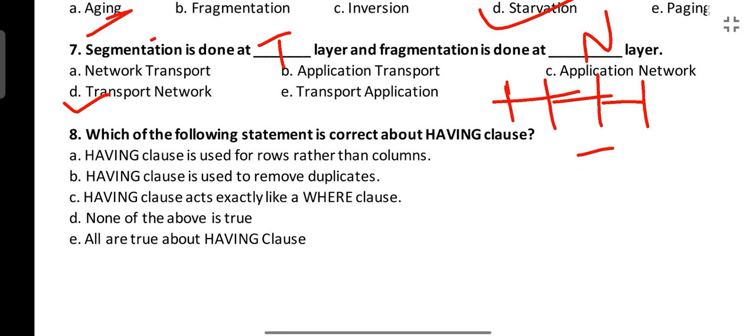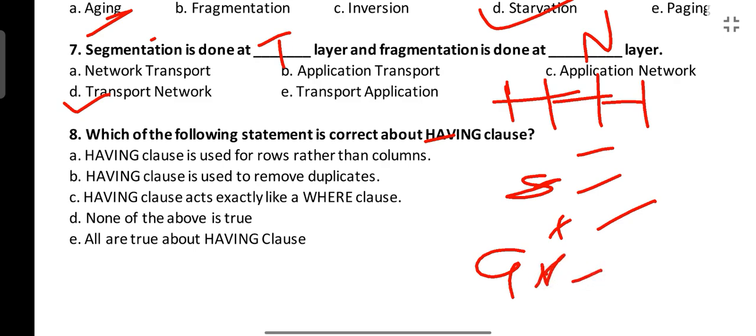Next is, which of the following statements is correct about the having clause? So what is the having clause? Whenever we write a select query, we select something from a table, group by something, and after that we use having. So having is like a where clause only. Whenever we use group by, there we use having, and having will have a condition as we use in a where clause. So let's read the options.